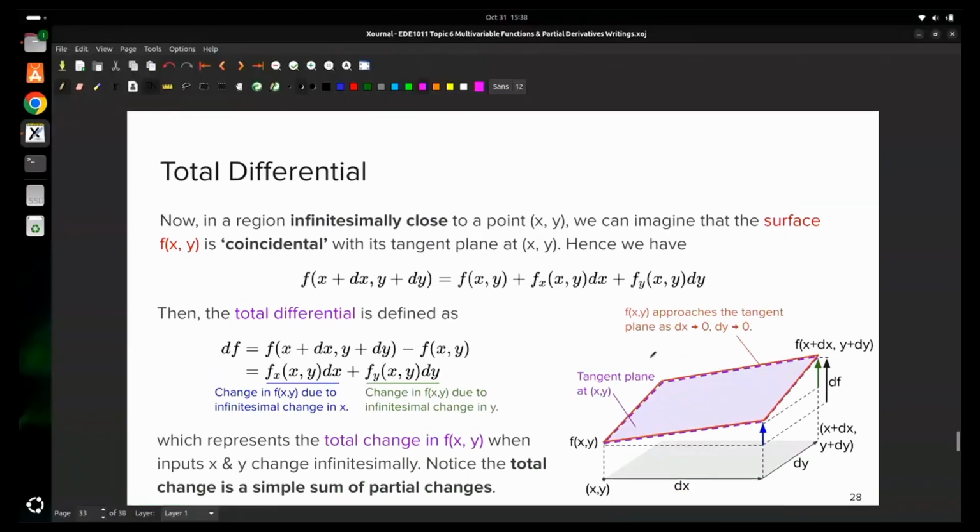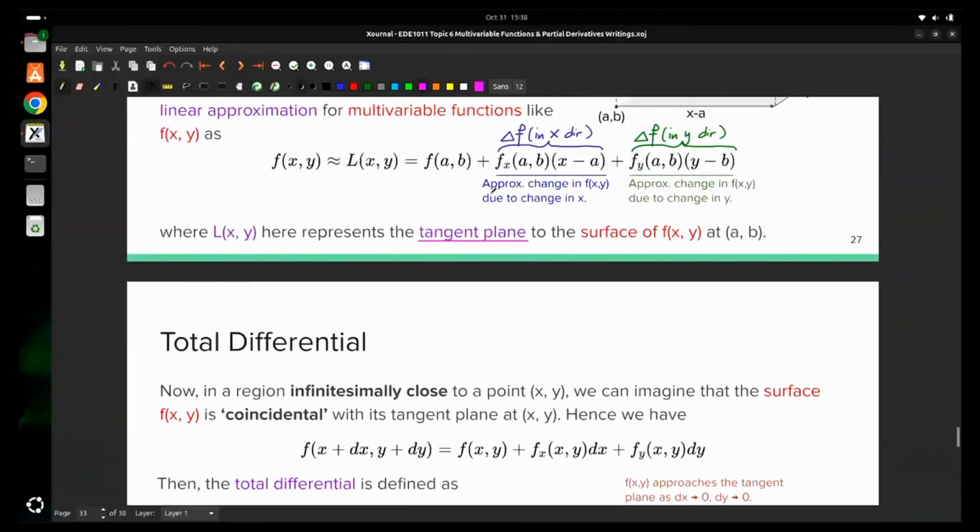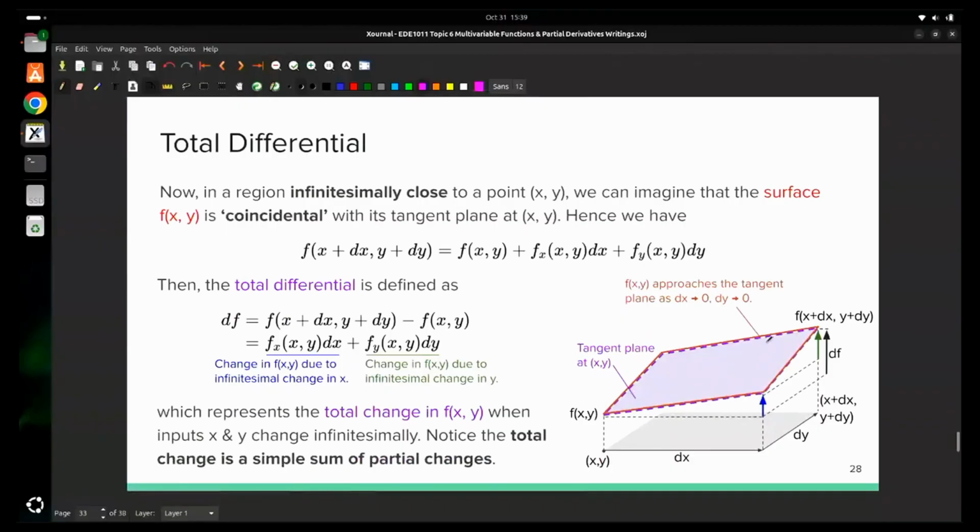Okay, so which means I can write this, right? This is f of x plus dx, y plus dy is equal to f of AB, now becomes f of xy, because AB becomes xy. Then this is f sub x times change in x, right? But what's the change in x? dx. Then this is f sub y times change in y. Then this is dy, because the change in y now becomes dy. So, as dx and dy approach 0, this becomes equal because the tangent plane is exactly the function surface. So therefore, it becomes an equality sign already, no longer an approximation.